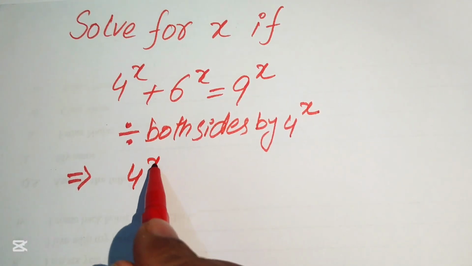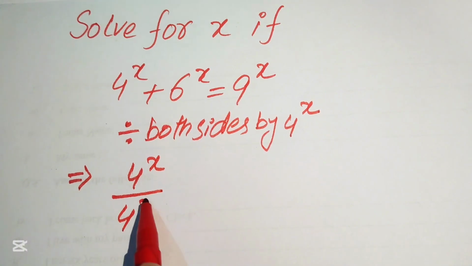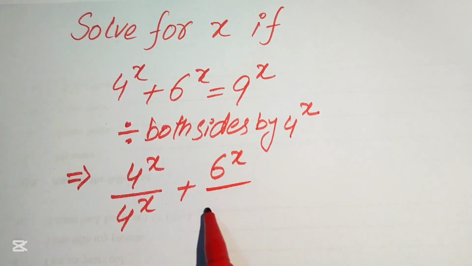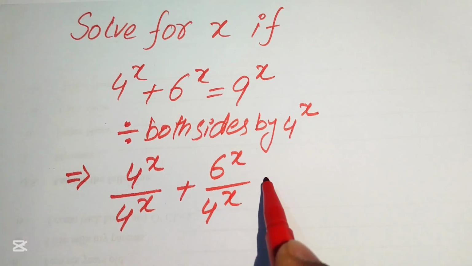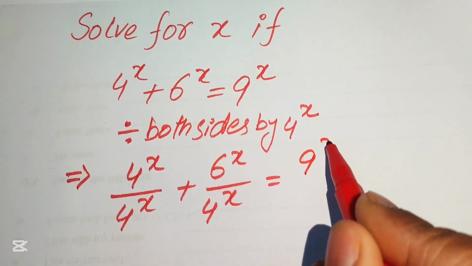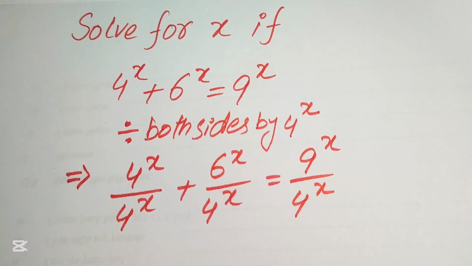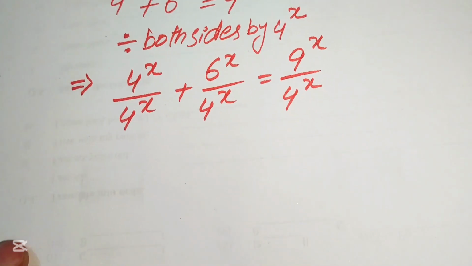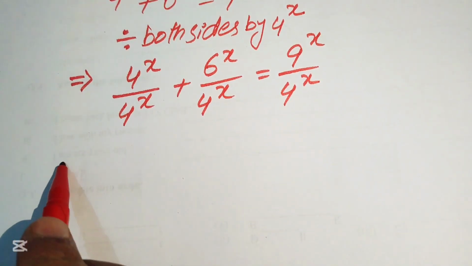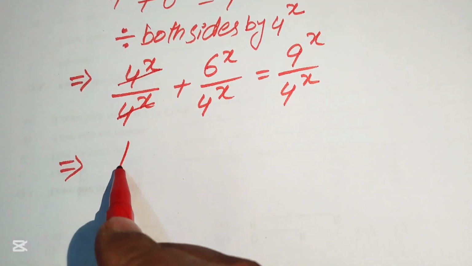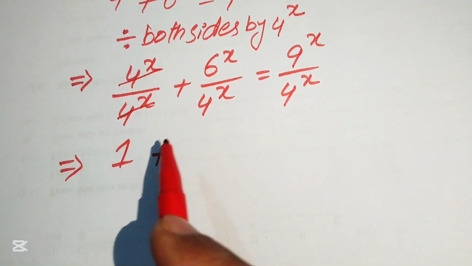We write it as 4 to the power of x divided by 4 to the power of x plus 6 to the power of x divided by 4 to the power of x equals 9 to the power of x divided by 4 to the power of x. So we divide each term on both of the sides by 4 to the power of x. After that, you see here these two are cancelled by each other. We get 1 and plus.